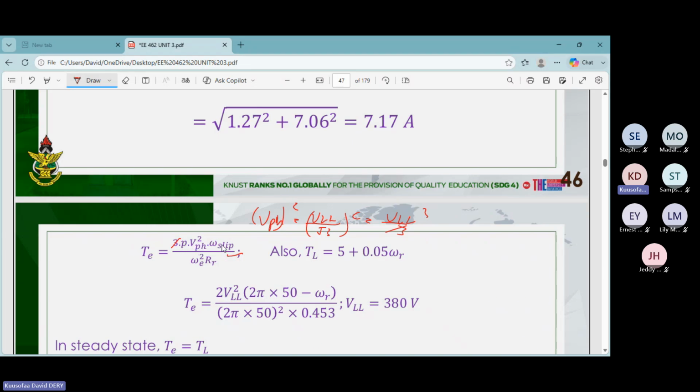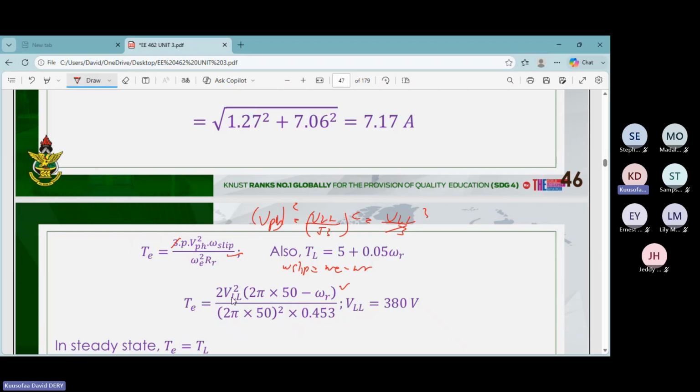And omega slip is also omega slip. Let me write it again. It's omega E minus omega R. So omega E is 2 pi F and omega R is here. So we do the substitution. So that is where this is coming from. It's not any strange thing, right?